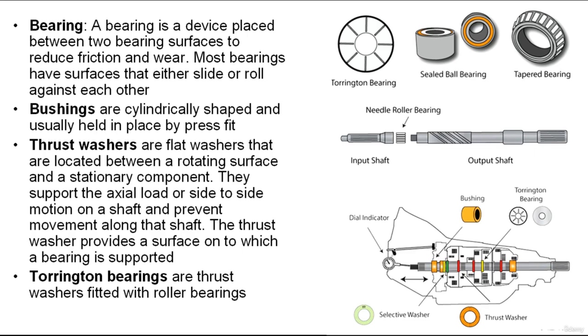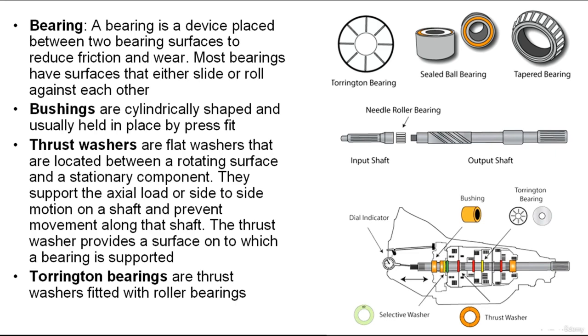Also, we have the bushings. Bushings are cylindrically shaped and usually held in place by a press fit. Since bushings are typically made of a soft metal, they act like a bearing and support many of the transmission's rotating parts. They are also used to precisely guide the movement of various valves in the transmission's valve body. Bushings can also be used to control fluid flow. Some restrict the flow from one part to another, while others are made to direct fluid flow to a particular point or part in the transmission.